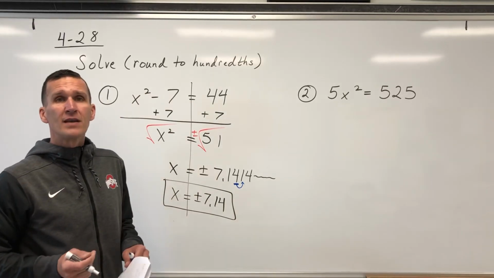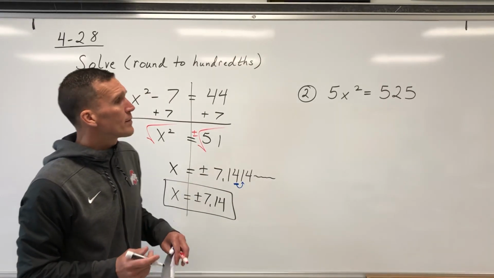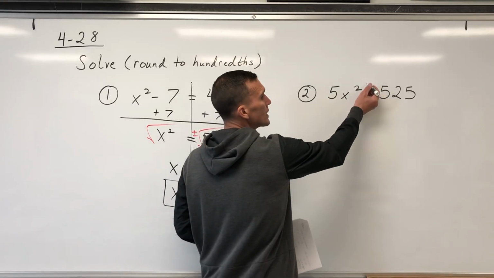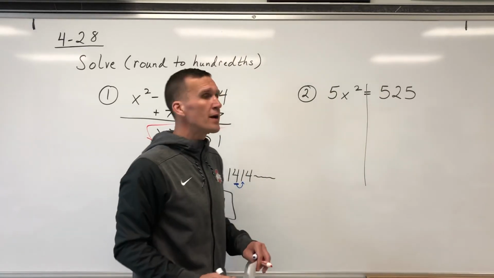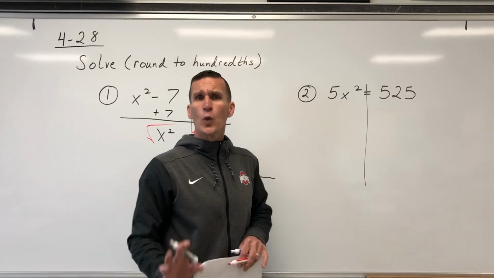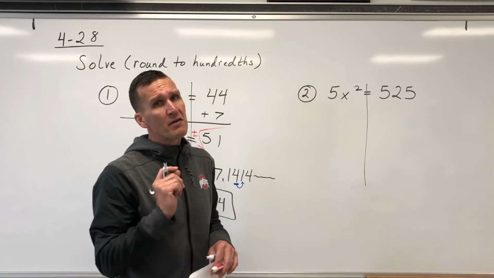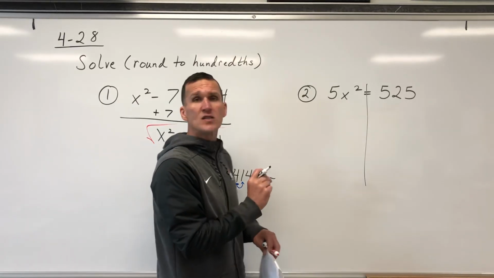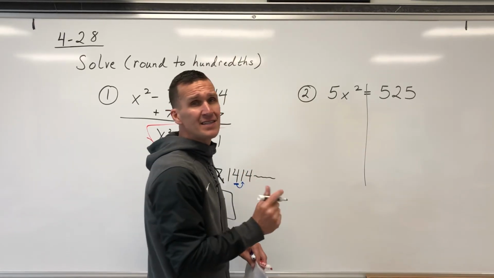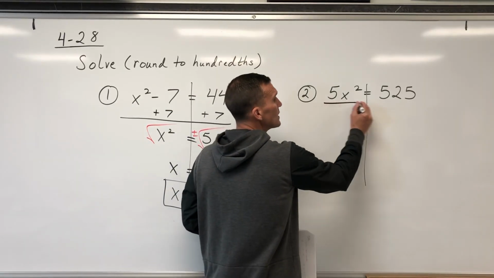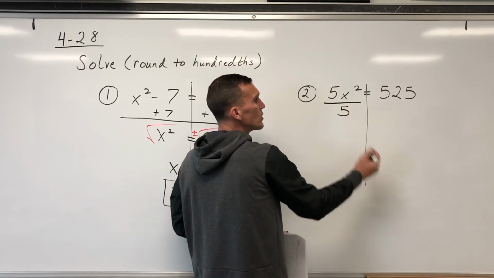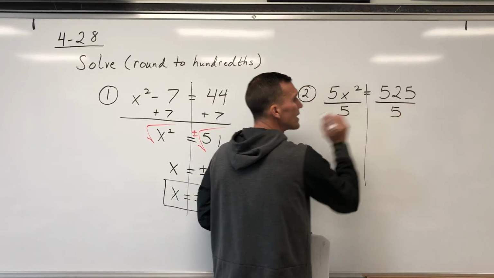Again, positive and negative. Let's try number 2. Line of equality again. Left side, right side, and we got to be fair. We're going to get rid of squared last. So we have to get rid of this 5 first. And remember, 5 is touching a letter, it means multiplication. The opposite of that is division. So I will divide by 5. They will go away. Divide by 5.